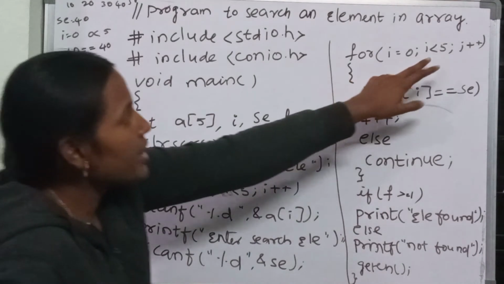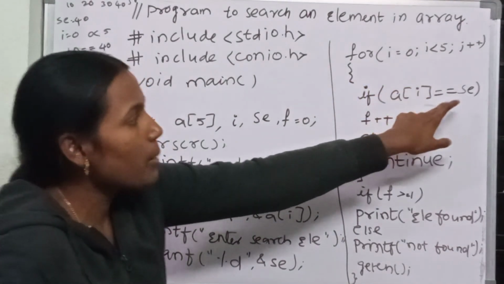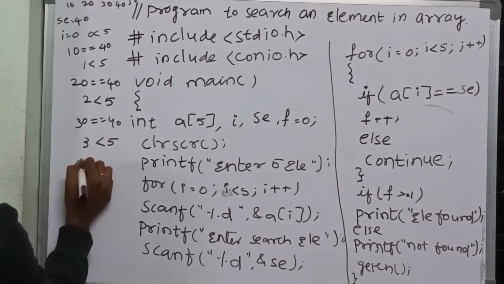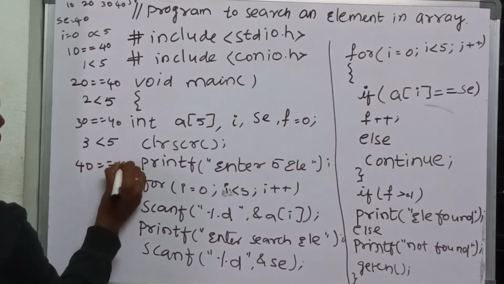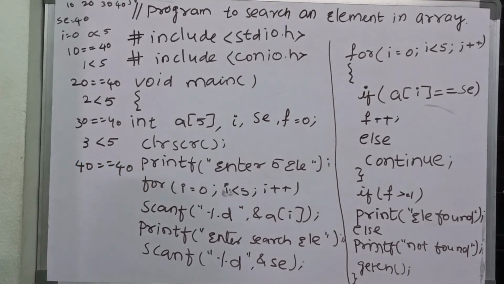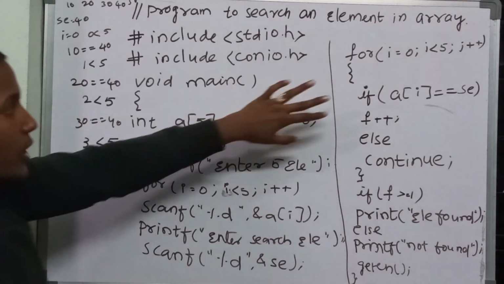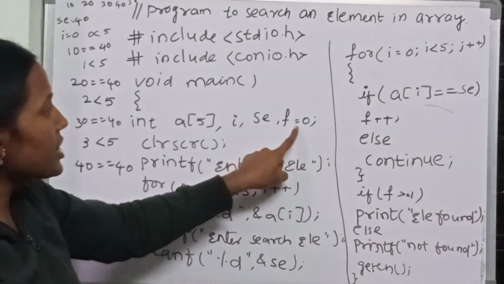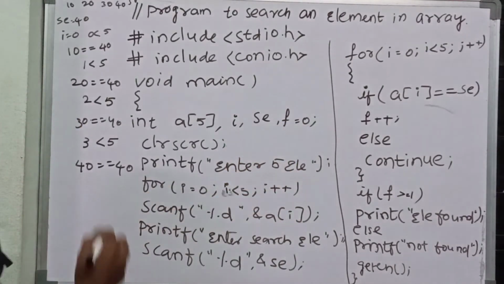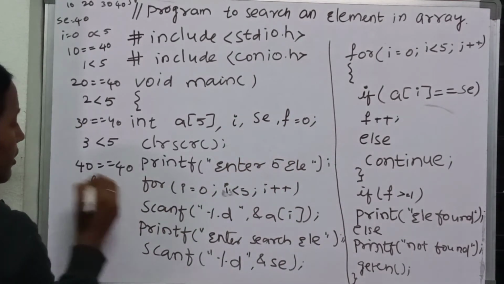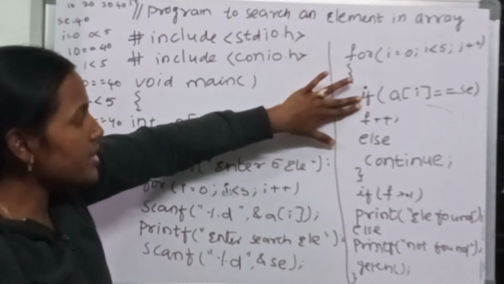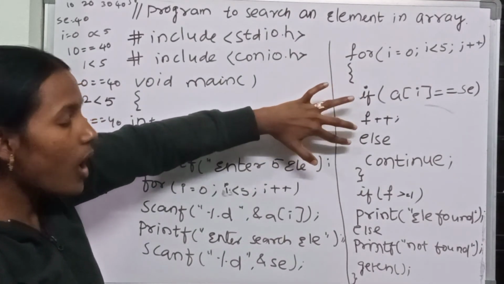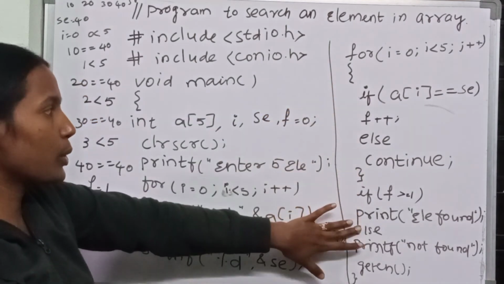As 3 is less than 5, a of 3 is compared with SE. A of 3 contains what? 40. 40 is equal to 40, so the condition is true. So if the condition is true, which part does control come to? F++. Previously we declared F as 0. Now F becomes what? 1. Now if the condition is true, control will never enter the else part. Directly control comes out of this program.